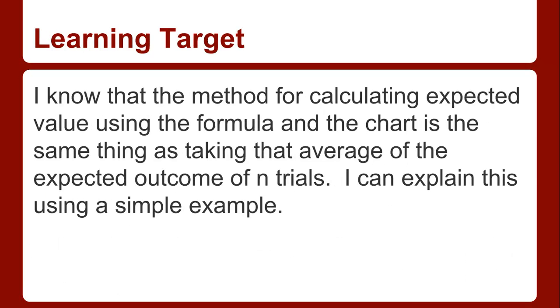Learning target: I know that the method for calculating expected value using the formula in the chart, so the sum of x p of x, is the same thing as taking the average of the expected number of n trials. I can explain this using a simple example. N trials maybe not the best example. N of s trials is what we're going to see.